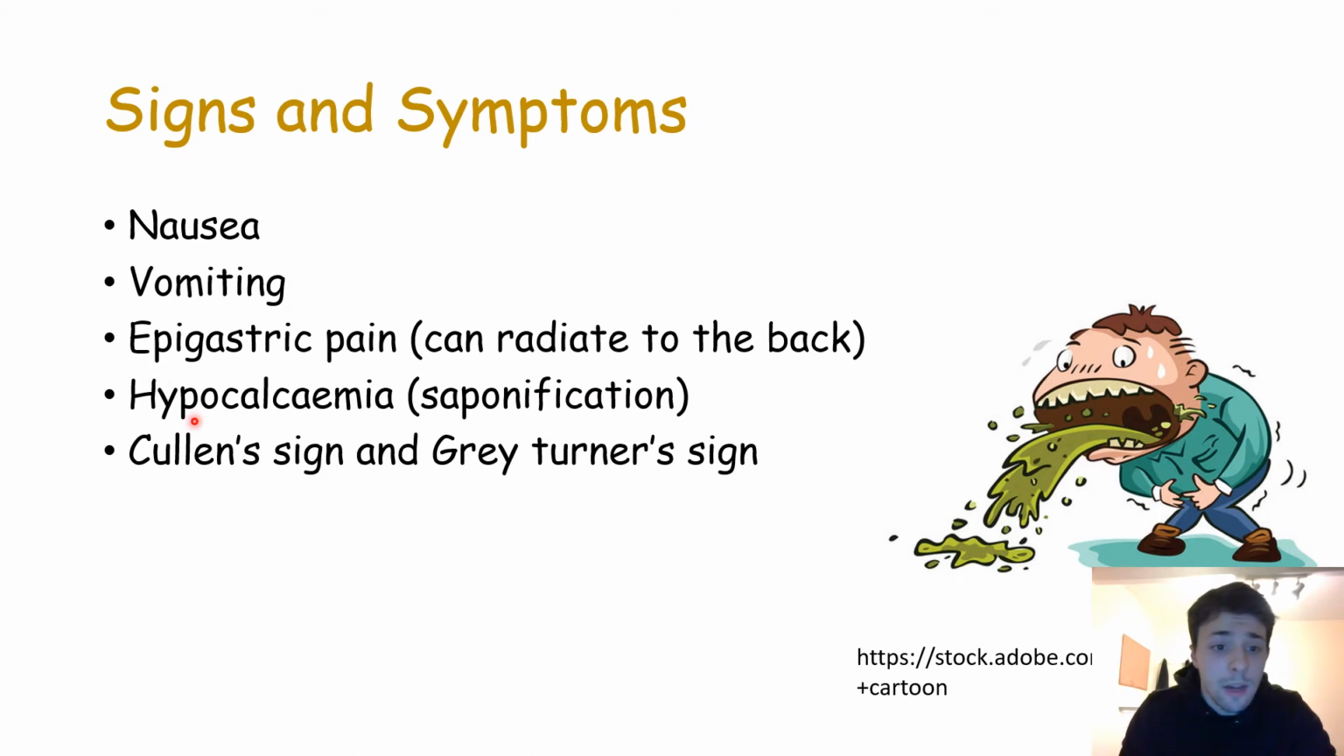But yeah, the patients can be hypocalcemic, but definitely watch out more for the epigastric pain. And they can also have what's called the Cullen sign and the Gray-Turner sign. I'll show you an image of what this looks like in a second. But not all patients with acute pancreatitis have these signs. These are really not present in all patients.